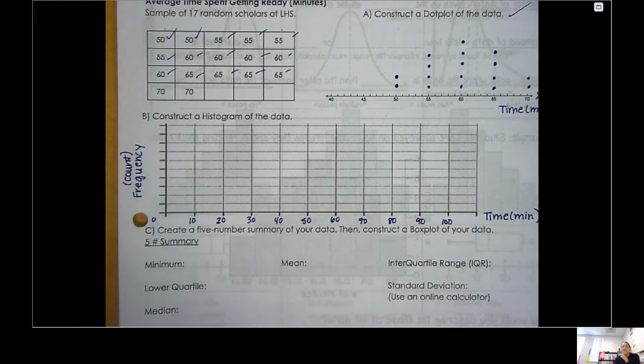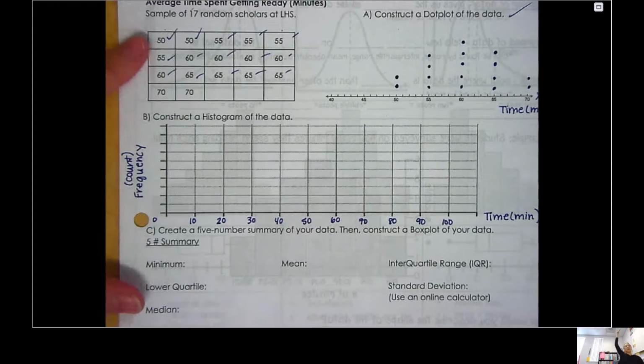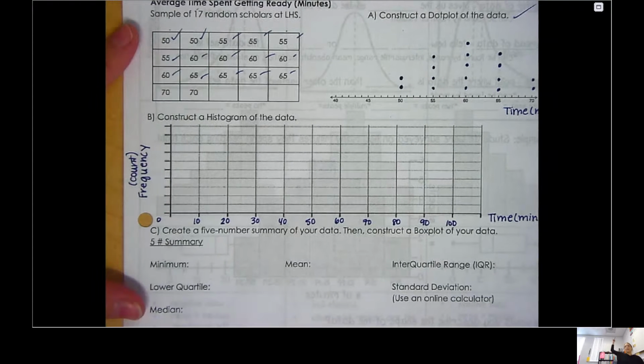And then my 70s, I've got 2. So the highest number I need to get to for my frequency is 9. What should I count by? I could count by 3s, but the problem is that one of the numbers is a 2, so it's going to be hard to graph that one. So counting by 1s is probably a better choice. So 1, 2, and all the way up.